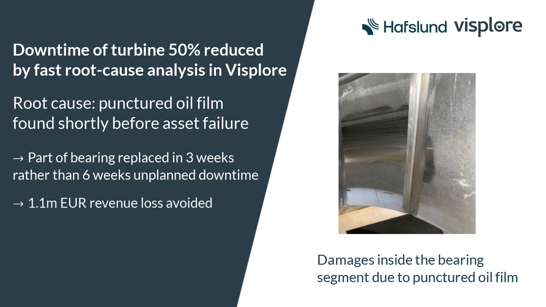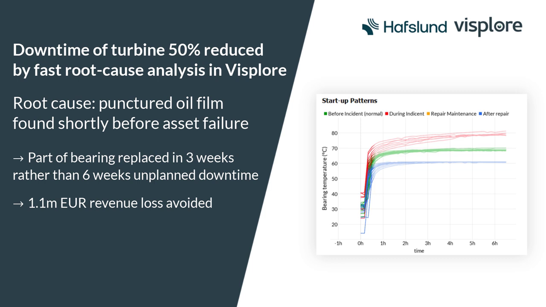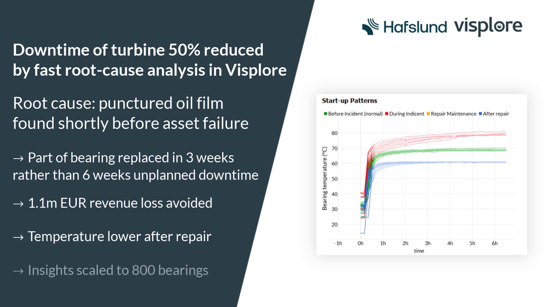The avoided revenue loss was about 1.1 million euro. In addition, work and material cost for a bigger repair were also saved. And as we see here, the temperatures were actually lower after the repair than before the incident. Finally, Hafslund implemented these insights to improve the condition monitoring systems. Transient states like the startups are now considered better in the monitoring, scaling the value of the insights to 800 bearings.